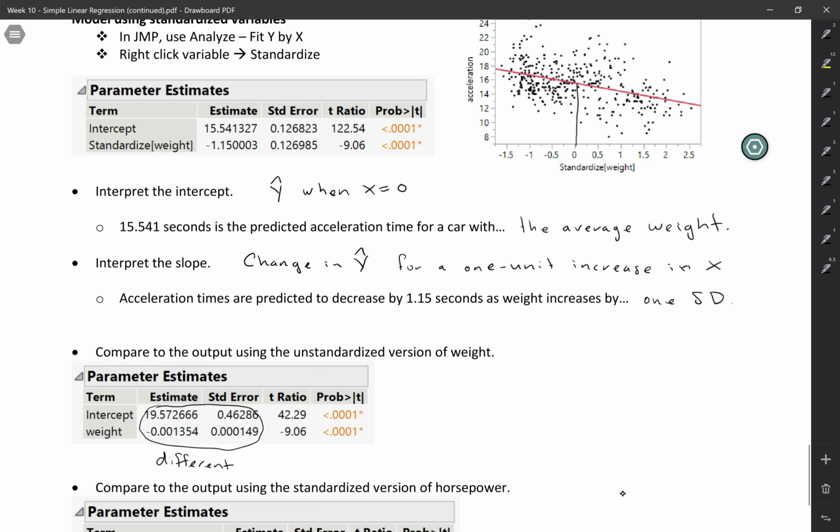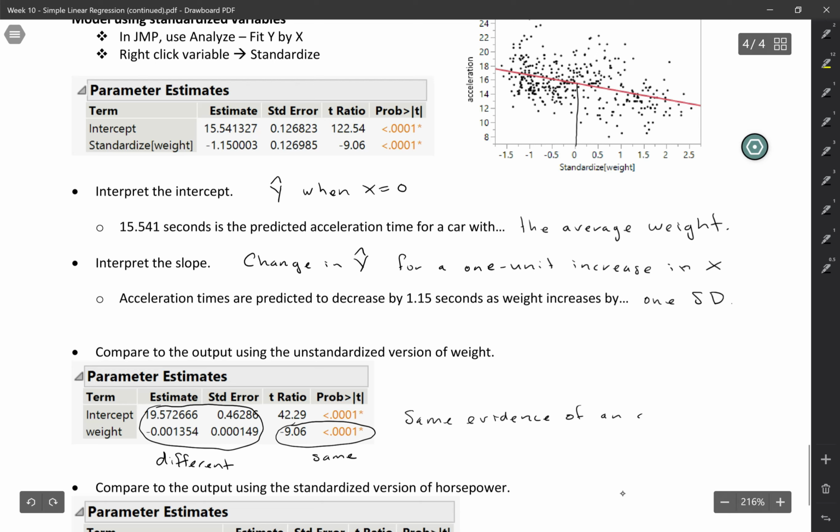But if we look at the t-test, the t-statistic and the p-value, those are actually the same as before. So it doesn't matter whether you use the standardized version of X or the unstandardized version of X. It turns out that both of them give you the same evidence of an association. So that kind of makes sense. We wouldn't think that just transforming the variable, putting it on a different scale, would suddenly give us stronger evidence of an association between these two things.